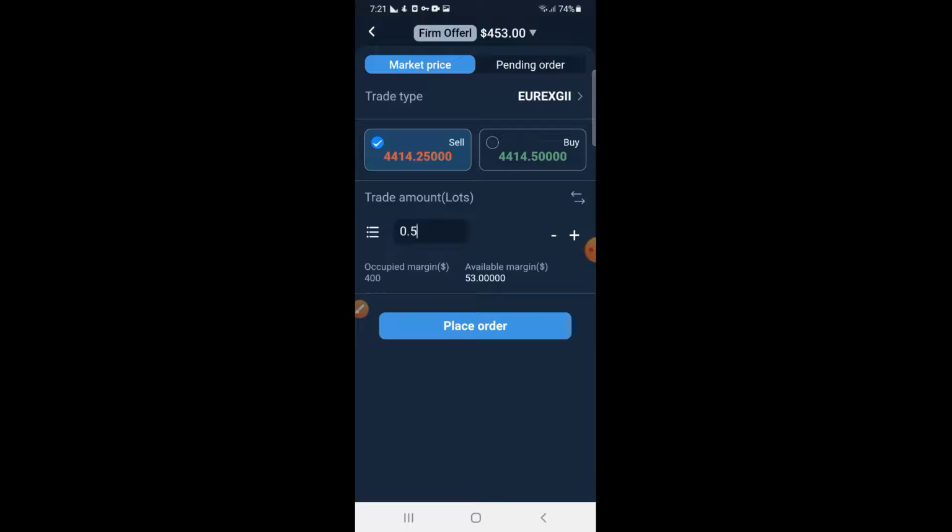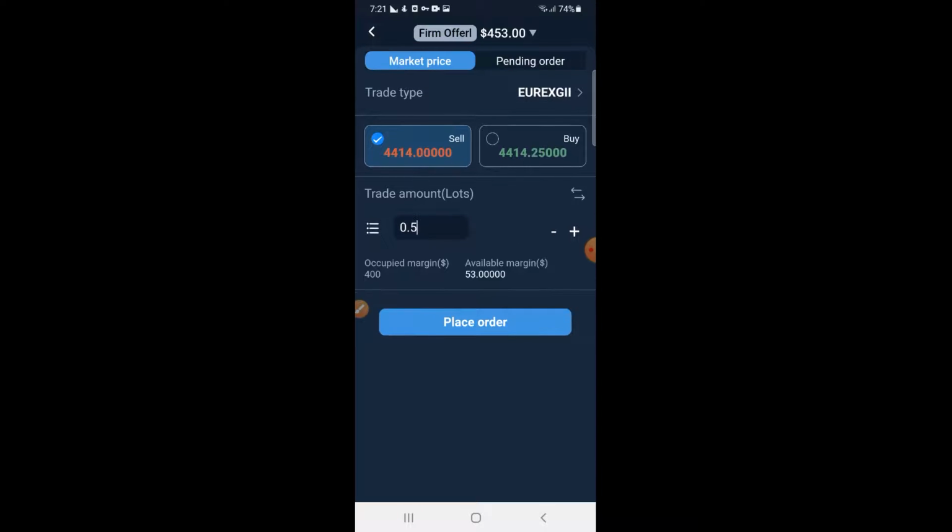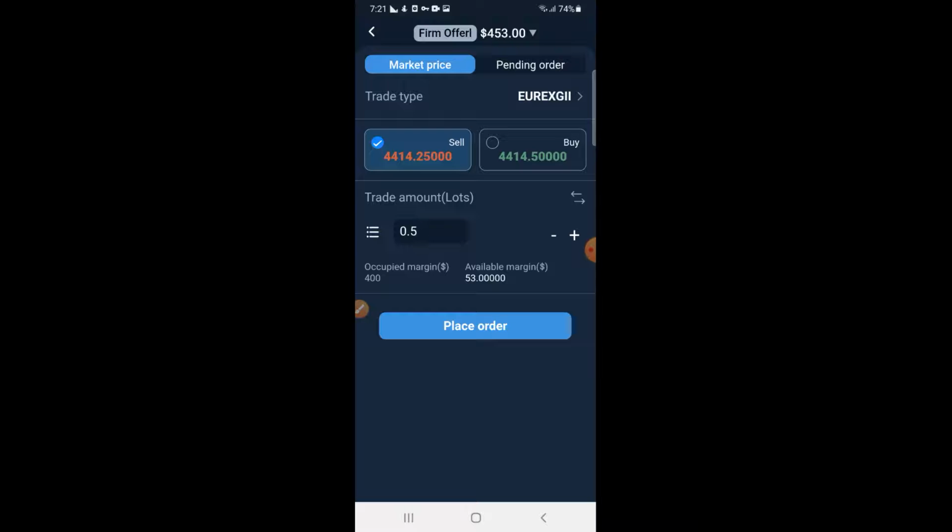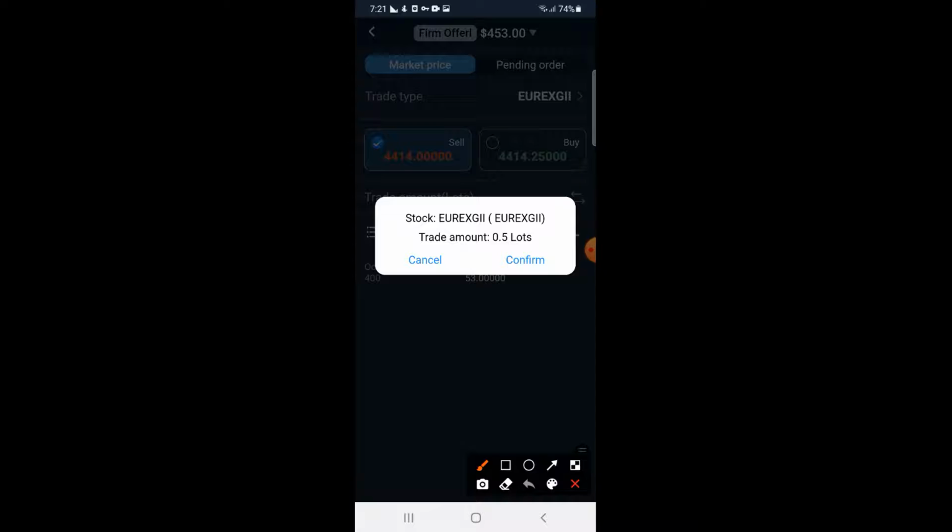Wait. Now time is what? 7:21 o'clock according to Pakistani time. In this way you can calculate it or see it according to your country time, and start your trade in this way. But don't place your order first. Just click here, place order, but do not click confirm. First wait until it reaches 7:40 o'clock.